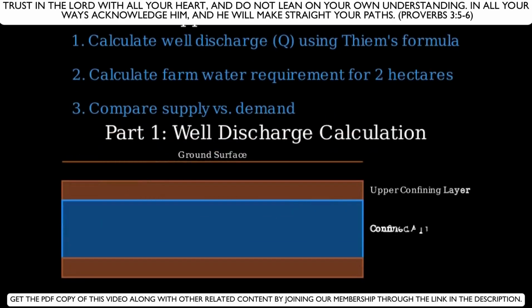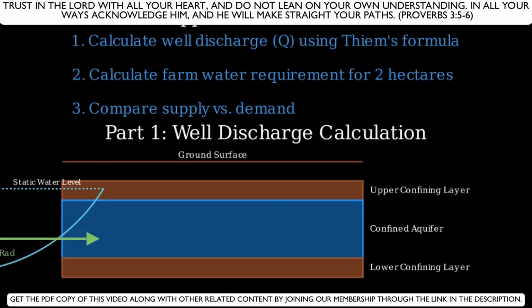For a confined aquifer, we can visualize it as a pressurized water-bearing layer sandwiched between 2 impermeable layers. When we install a well that penetrates this aquifer, the water rises above the top of the aquifer due to pressure. As we pump water, we create a cone of depression around the well with maximum drawdown at the well itself. We'll use Thiem's formula to calculate the steady-state well discharge.